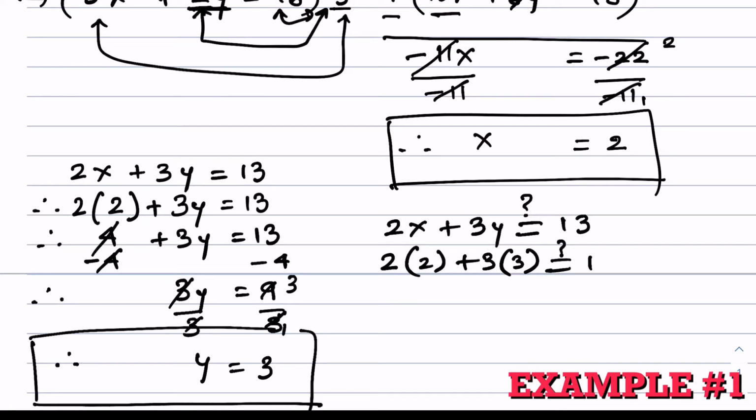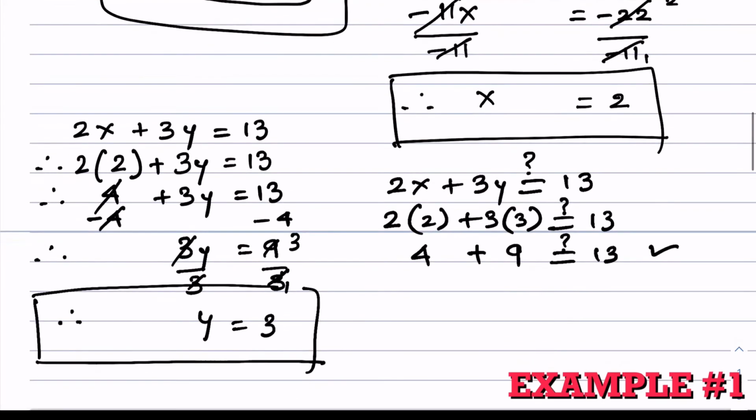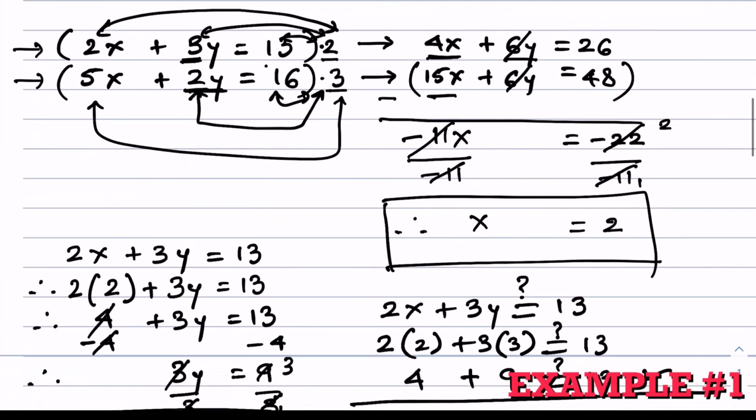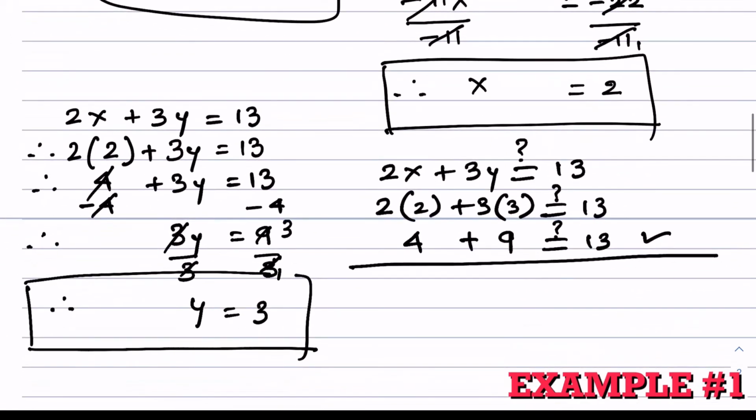Again, question mark, because we don't know whether the left hand side is going to be equal to the right hand side or not. It's 2 times 2 is 4, 3 times 3 is 9, which gives 13. Yes, it does make the left hand side equal to the right hand side. Let's apply the same process for the second equation, which is 5x plus 2y equal to 16.